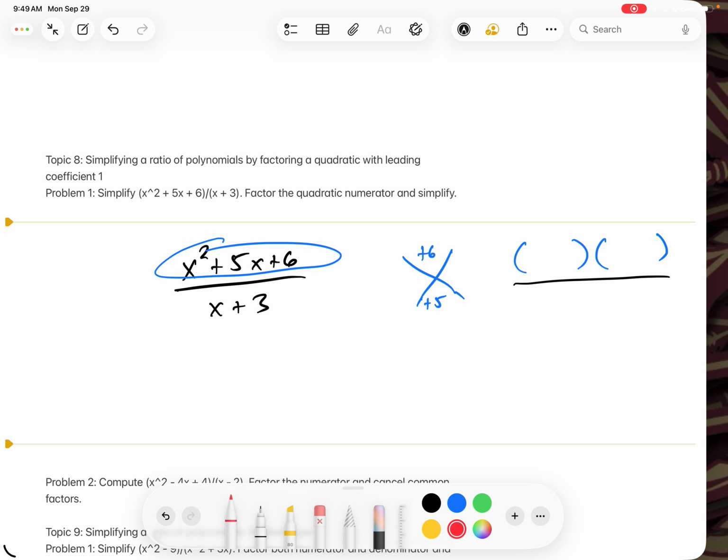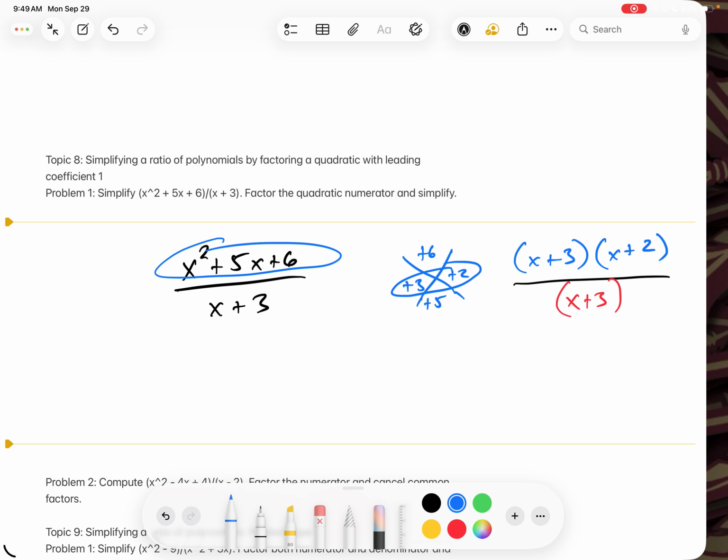The bottom, I can't do anything. It's just x plus 3, right? So it's what multiplies to be 6 and adds to 5. So 3 times 2 is 6. 3 plus 2 is 5. So I write x here. x times x is x squared. 3 times 2 is 6. 3 plus 2 is 5.